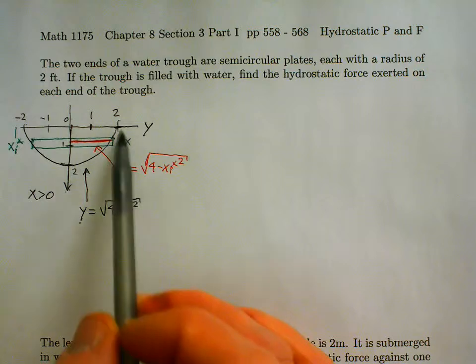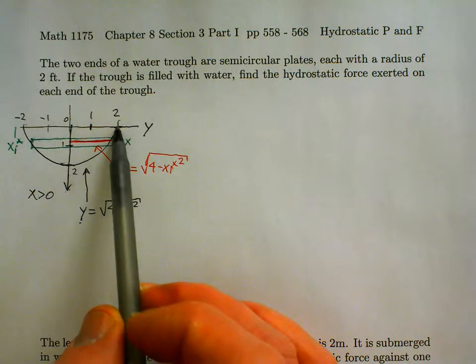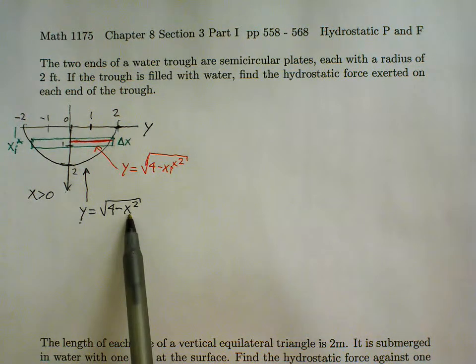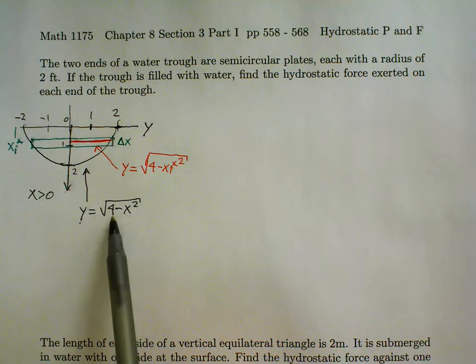So on the semicircle, when x is 0, the y-coordinate is 2, positive 2. And that works in this equation also. When x is 0, the y-coordinate is the square root of 4 minus 0, or 2.